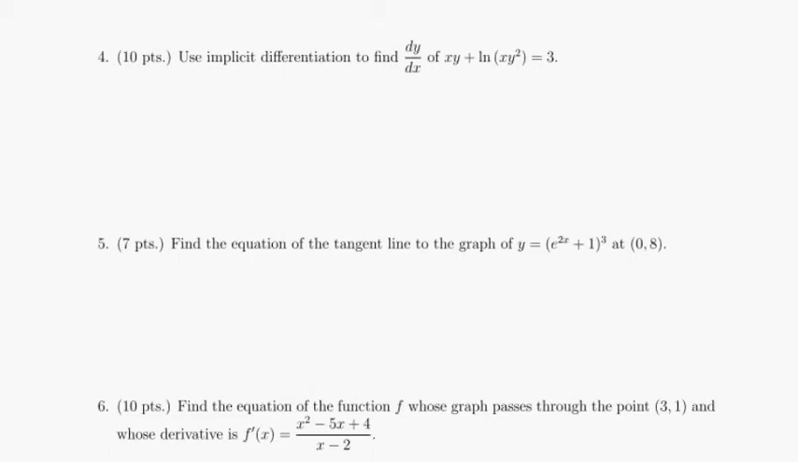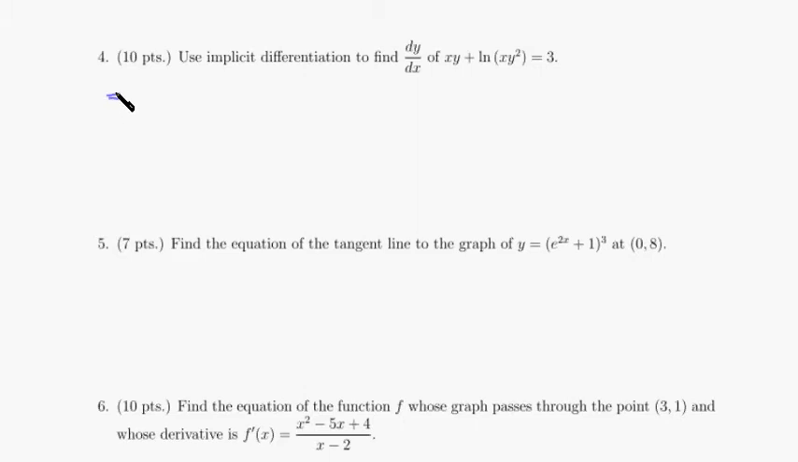Alright, let's look at exam 3A, problem number 4. We want to use implicit differentiation to find dy over dx from the following equation. Alright, so let's do that. First thing I would do is, since we can simplify this a little bit, let's do that first before we take the derivative.